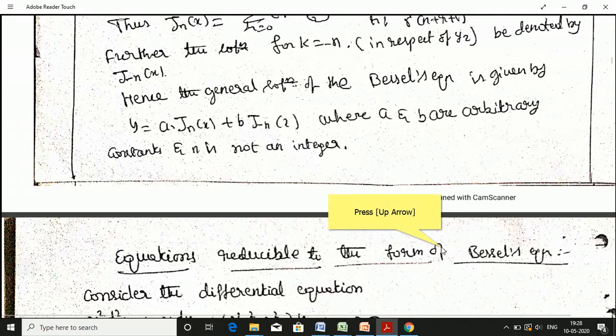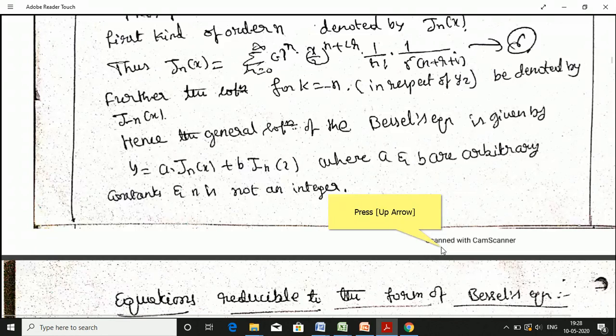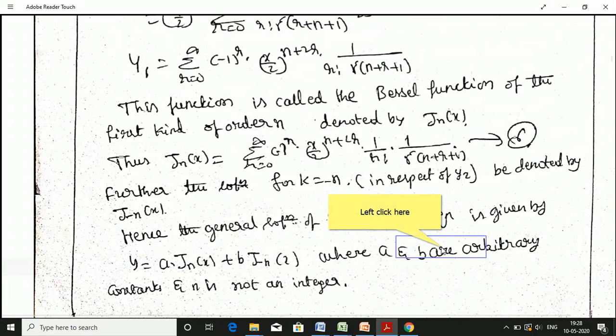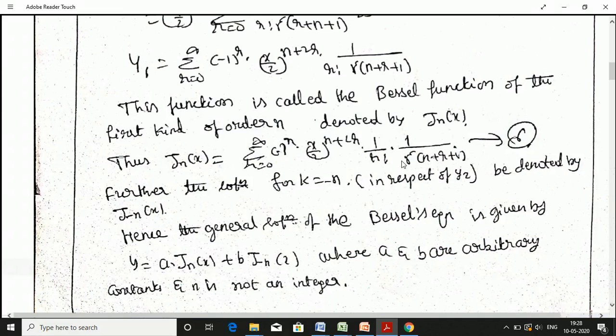Okay, this is the series solution of the Bessel differential equation leading to Bessel function. Okay, only the series solution. If they ask, you need to write the solution up to y is equal to a into y1 plus b into y2. If they ask you leading to Jn x, you need to write the solution up to here. Okay, 100%, they are asking this in the examination.